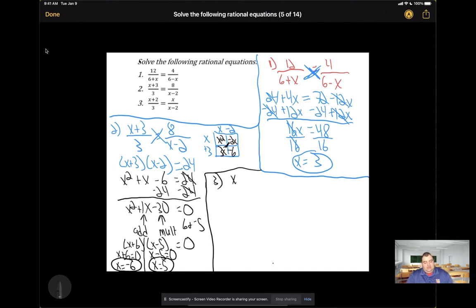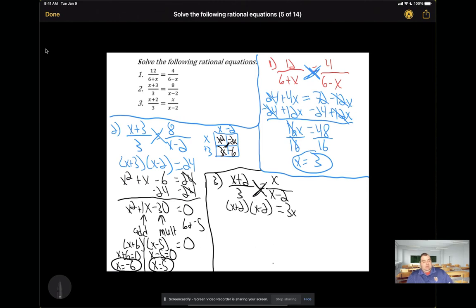So we have x plus 2 over 3 equals x over x minus 2. And again, I am going to cross multiply. On this diagonal, I'm going to have to do the box method again, because that's going to be x plus 2 times x minus 2. The other diagonal is just going to be 3 times x, so that's 3x.